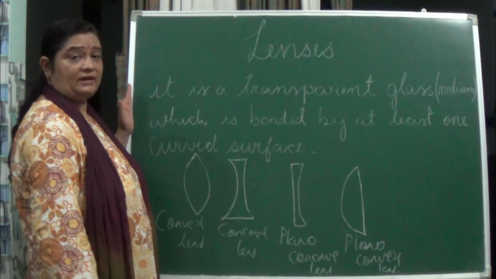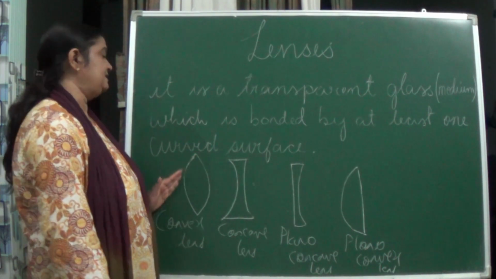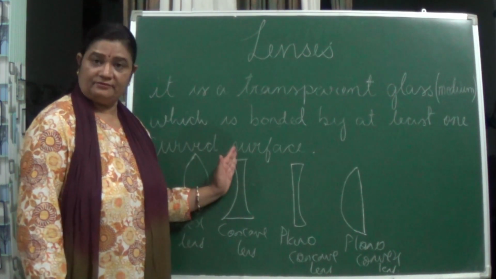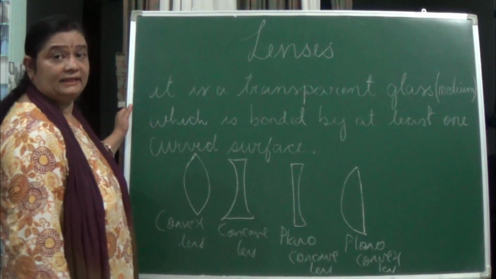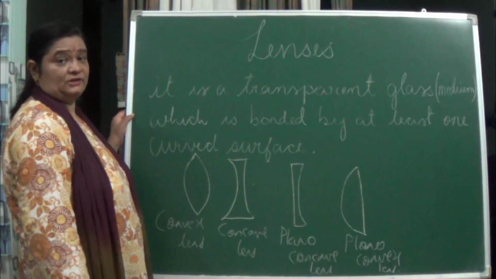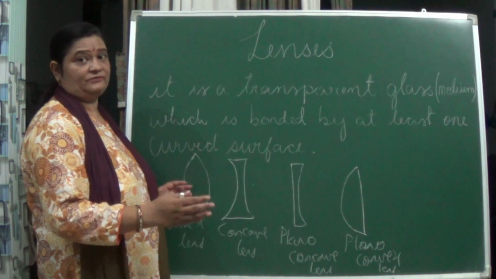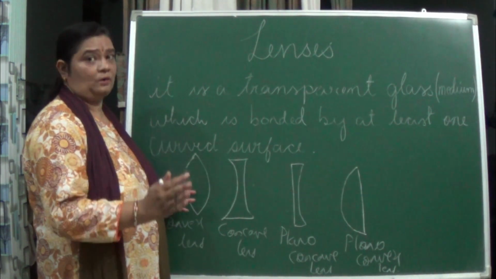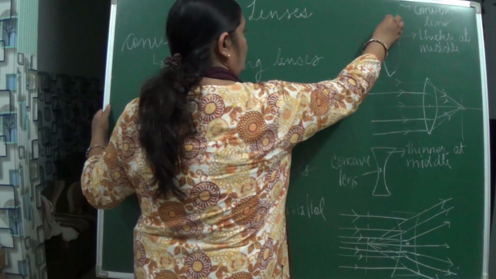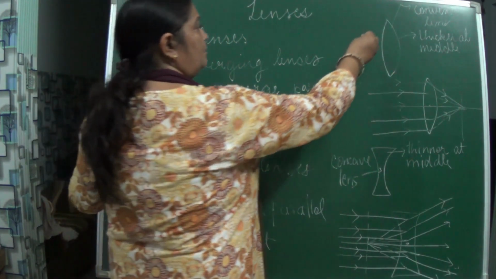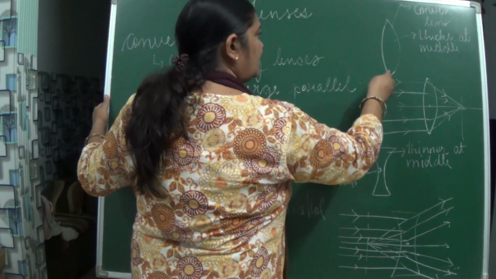So lenses, how can we define them? A lens is a transparent glass, or it can be a medium, which is bounded by at least one curved surface. It can consist of more than that, but at least one curved surface should be there in that transparent glass. That is known as a lens, and we are going to study about lenses. Basically, the two types of lenses which you have to study are the convex lens and the concave lens. Here, in the convex lens, you can see both the sides are bulged, isn't it?